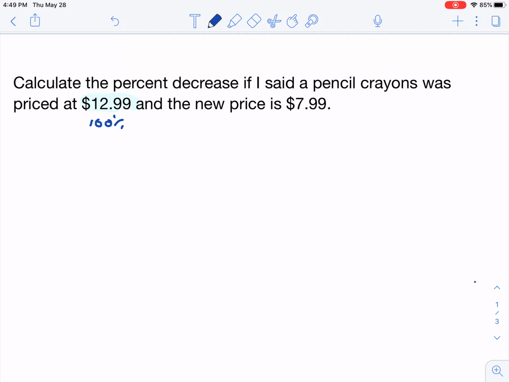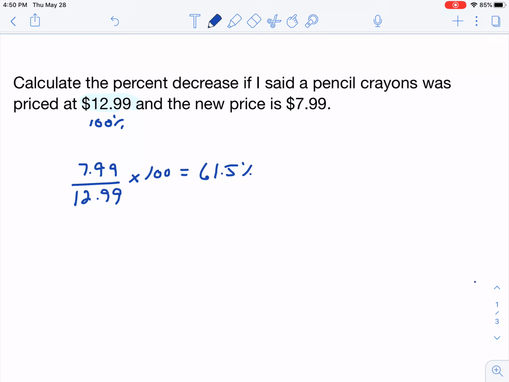So what I need to do is take my new price of $7.99 and divide it by my old price of $12.99 and times it by 100. I'm going to round this answer to the nearest tenth in this case because I know it is going to give me a repeating or long decimal. So 7.99 divided by 12.99, 0.61508, gives me a whole bunch of numbers, so it's about 61.5% when I actually do the math and round it.